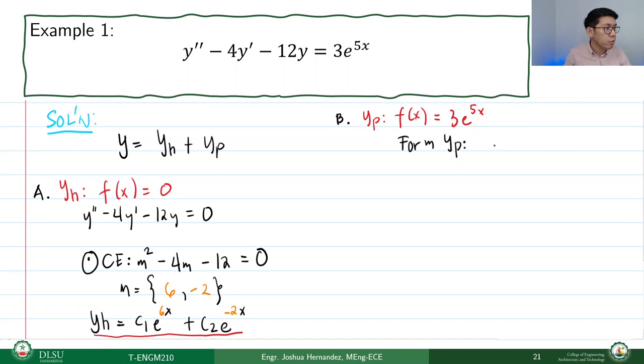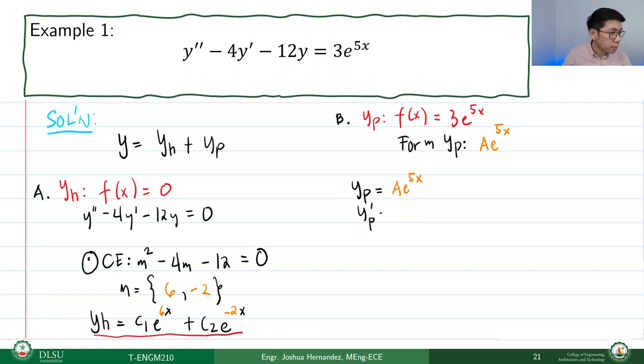Well, the form of YP will be, since this is a case 2 exponential, the trial particular solution will become a e raised to 5x. Now, this a e raised to 5x will be our trial yp. And so, yp equals a e raised to 5x. And we need to differentiate this twice. Why? Because our given problem, y double prime minus 4y prime minus 12y, we need to substitute the value of yp, y prime p, and y double prime p in our equation in order for it to be solved. So let's go ahead and do that.